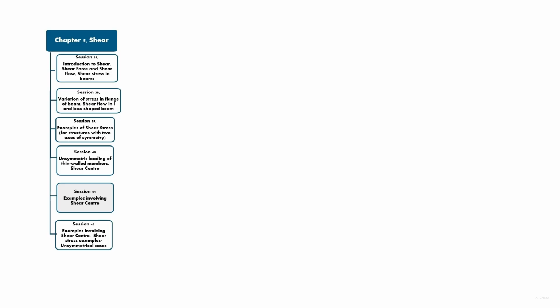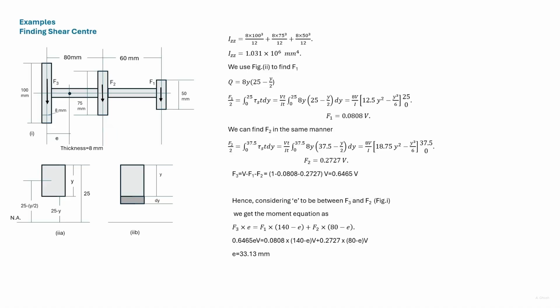In the last session, we discussed the theory. We find out the position of the shear center for certain cases. Here we have a section which has 3 vertical portions. The thickness is 8 mm throughout, and the distance between the vertical portions are given. We consider the shear force to be acting downwards, and we'll find the position of the shear center.